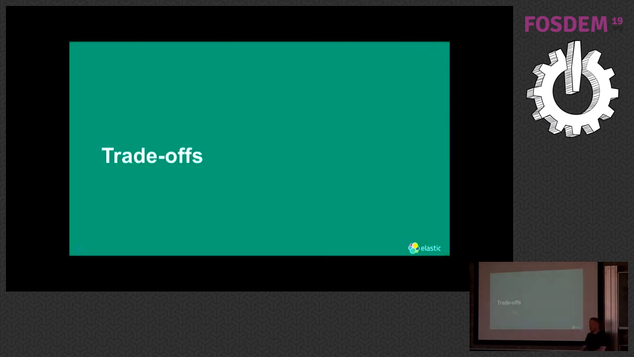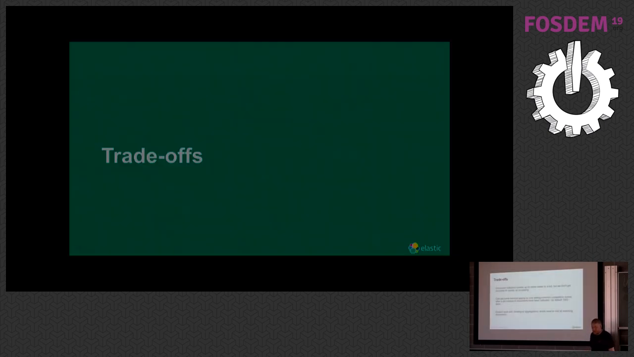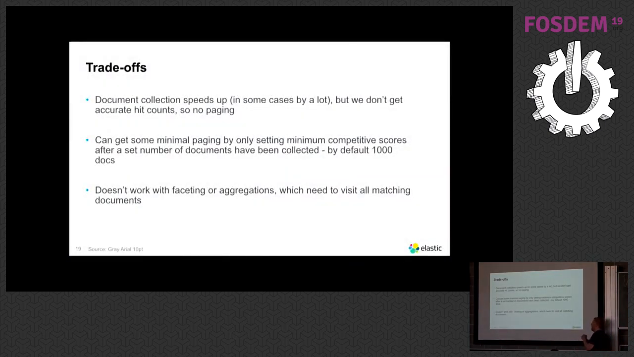So we have some fantastic speed ups, but there are obvious trade-offs here. You never get anything for free. The biggest one is that we don't get accurate hit counts anymore. The most extreme case of this is that we're going to stop collecting accurate hits as soon as we've filled our priority queue. As soon as we've got our top n, we'll just stop there and skip on from there.